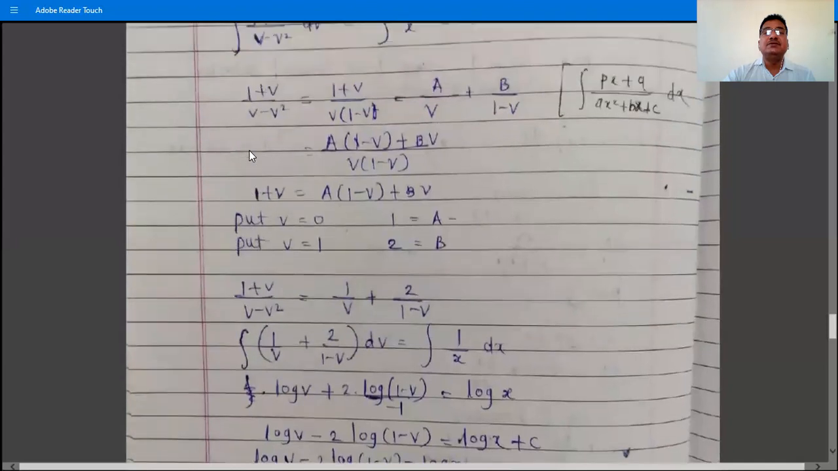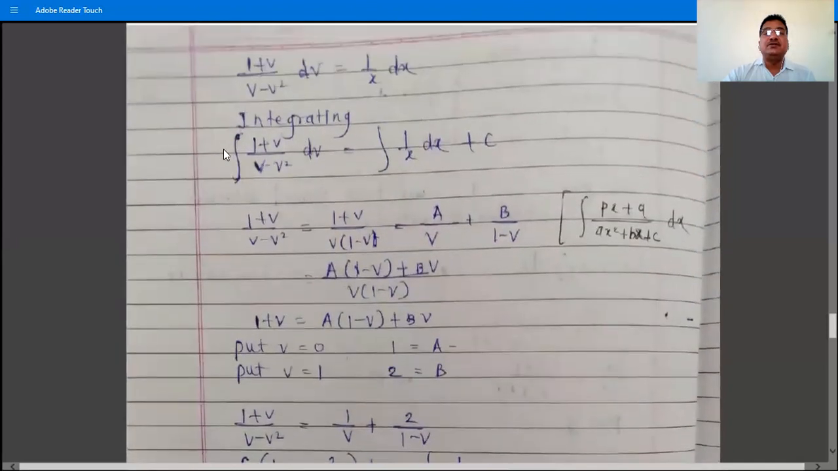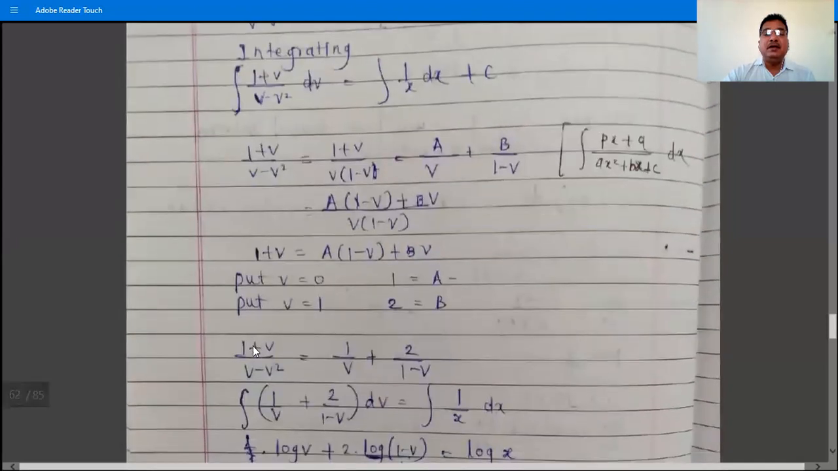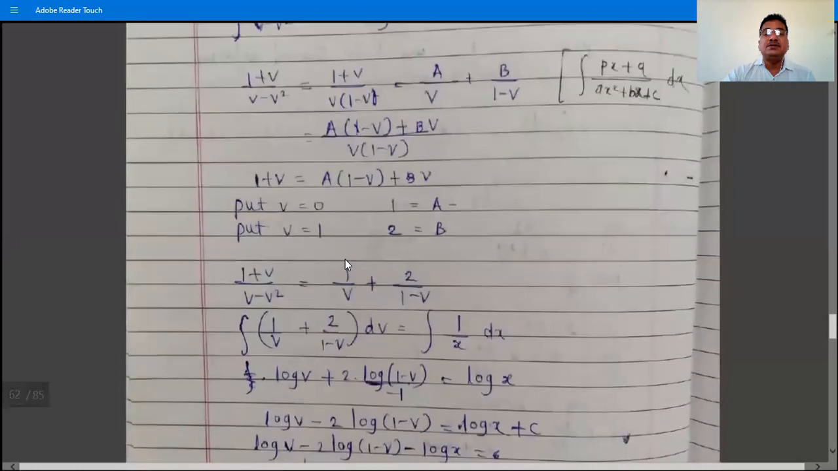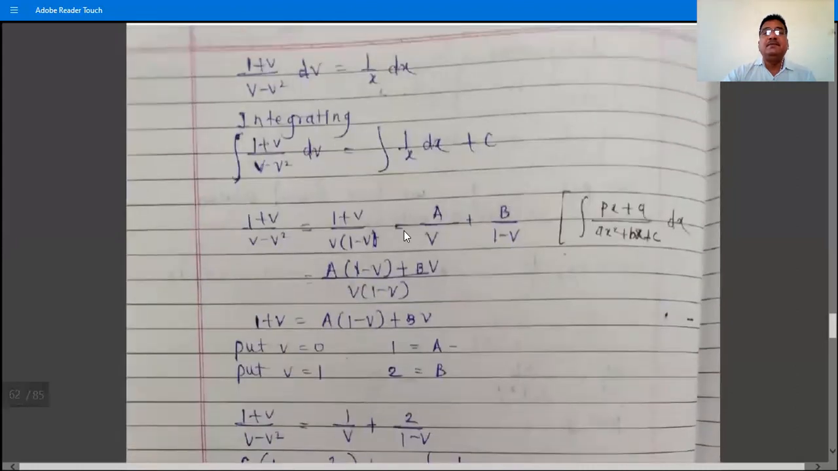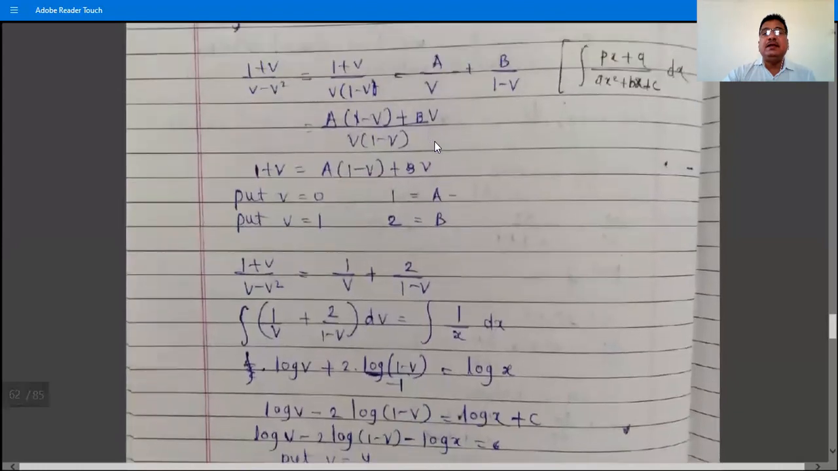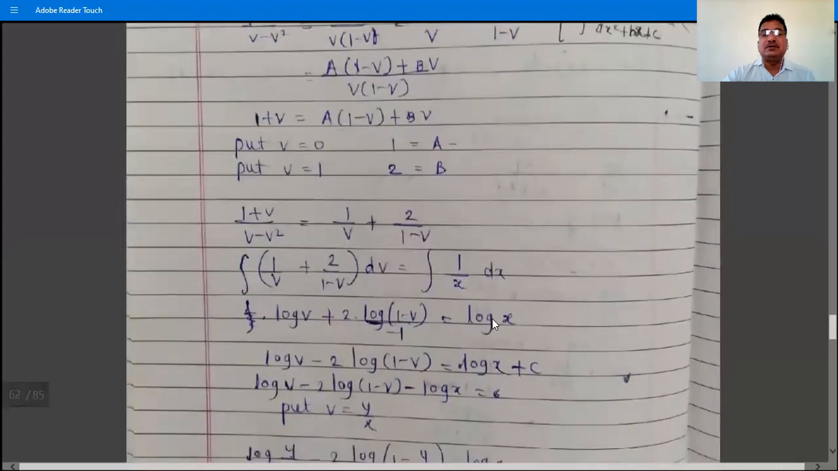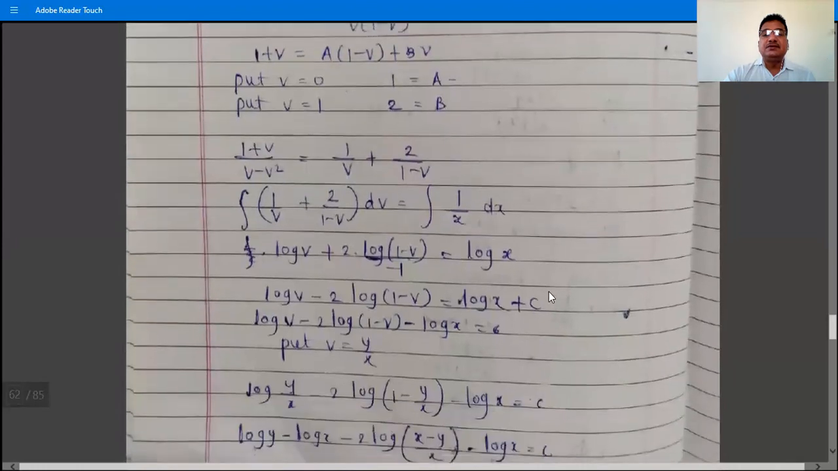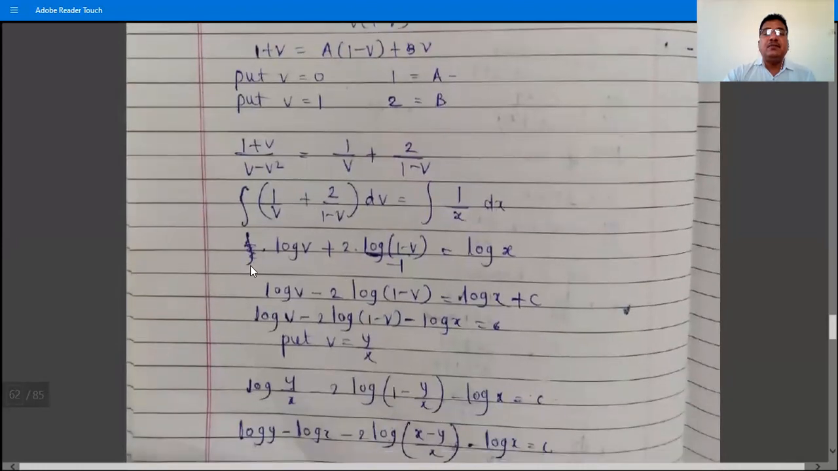And substitute these values in this integration. So at this step, integration of (1 by v plus 2 by 1 minus v) dv is equal to integration 1 by x dx plus constant of integration. So then integration of 1 by v is log v, and integration of 2 by 1 minus v is, log of 1 minus v divided by the coefficient of v, which is minus 1. The rule is for 1 by ax plus b.